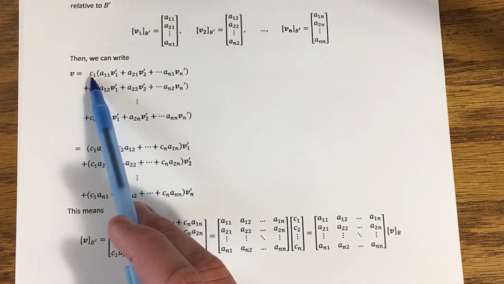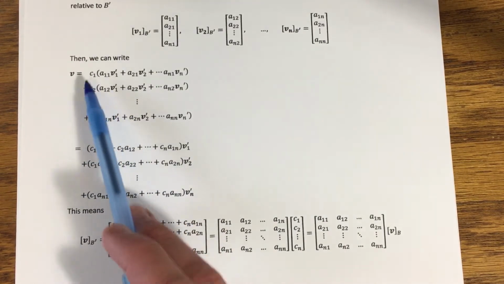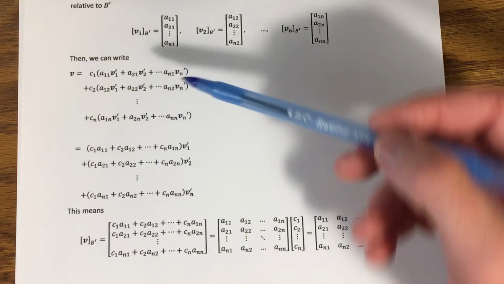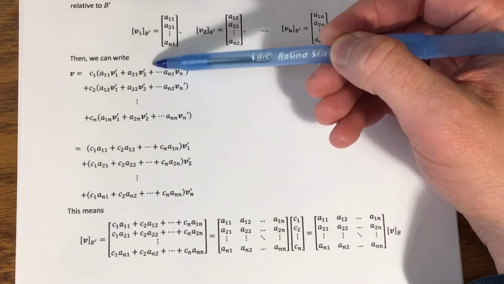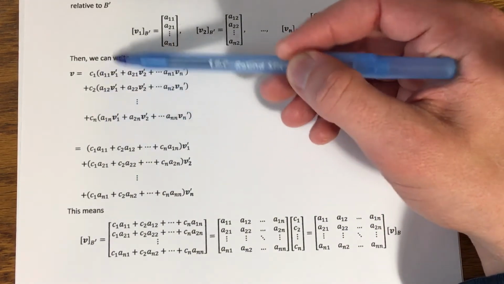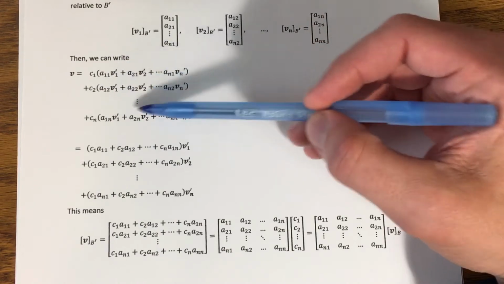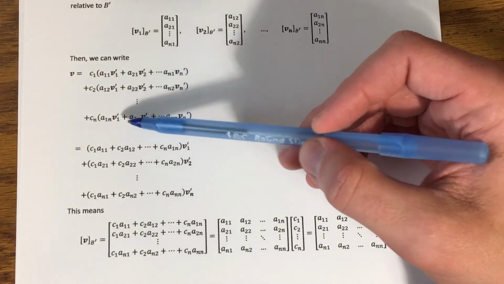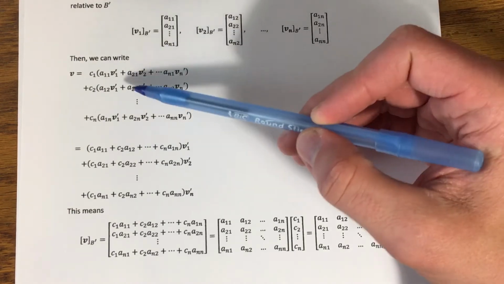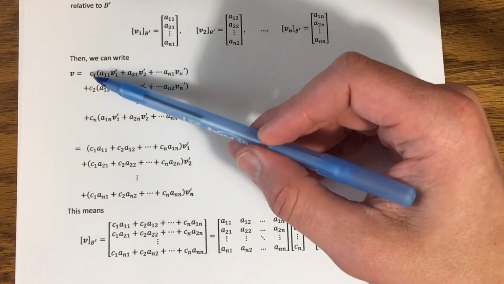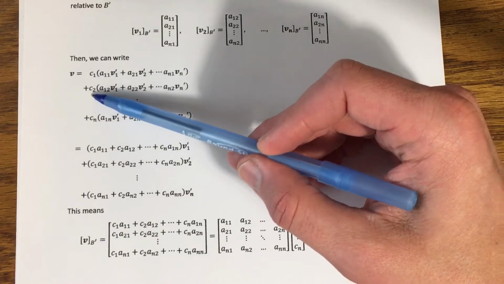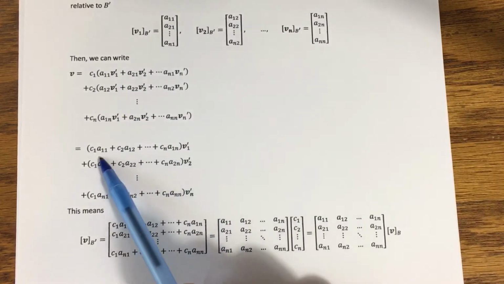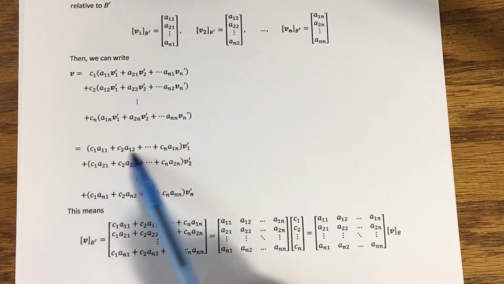So notice if I were to distribute the C1, C2, all of those C's into these parentheses, and then because all of this is addition right here, if I just combined like terms, so if I combine the V1 primes, the V2 primes, and so on all the way down, I can see that my V1 prime is going to have as its coefficient C1A11 plus C2A12 plus so on and so forth. That's all right here, okay?